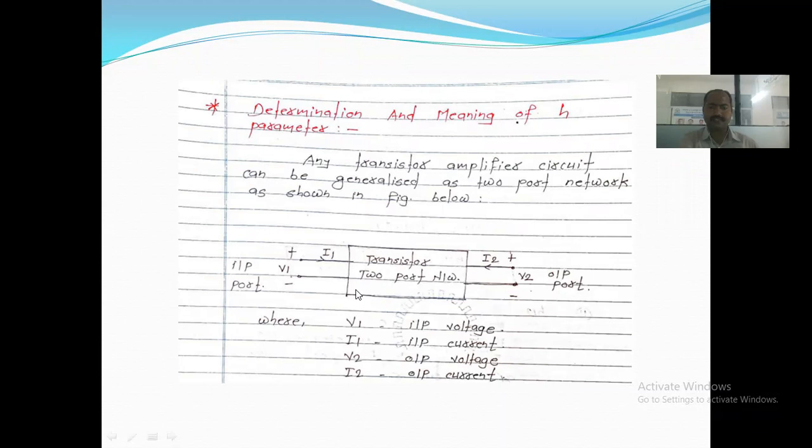Now see, there are two things. You tell me in this case which are the things which are not changing, which are the things that are changing.